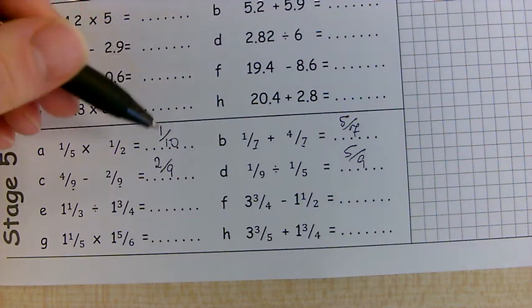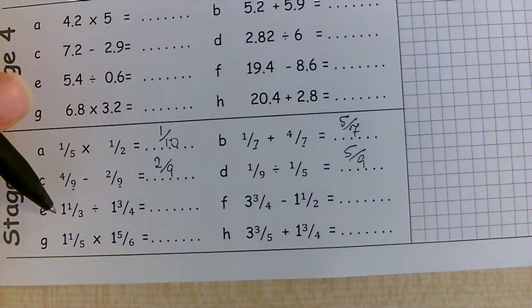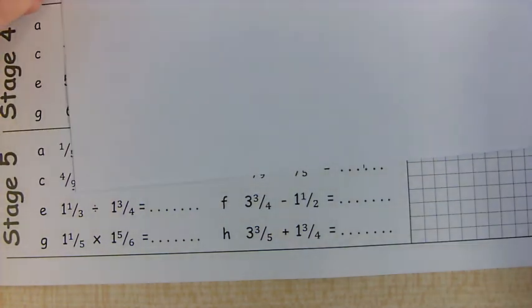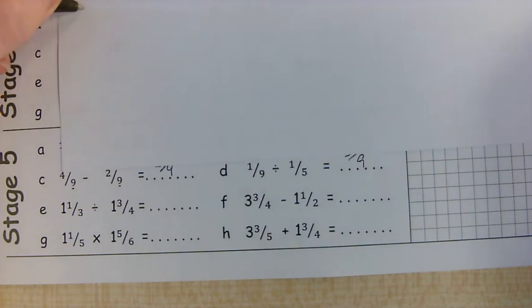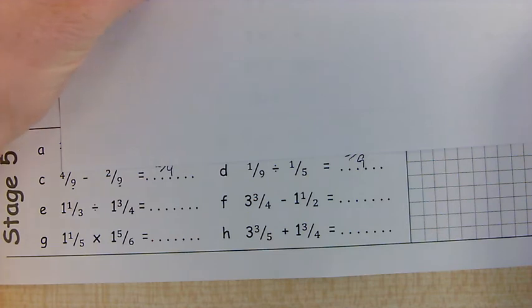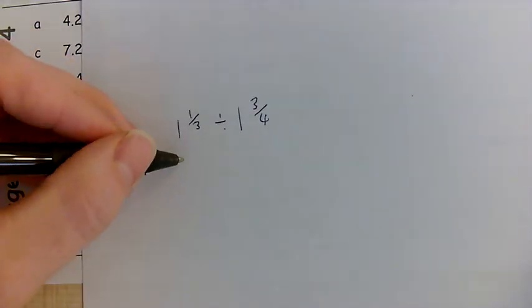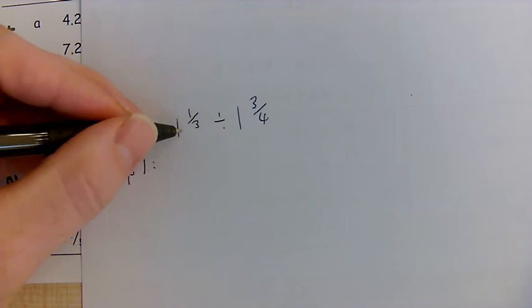This is where we get a little bit more complicated. We've got some mixed numbers. In order to work with these mixed numbers, we'll need to change them into improper fractions first. So our step 1, when we have 1 and 1 over 3 divided by 1 and 3/4, is to change them into improper fractions.